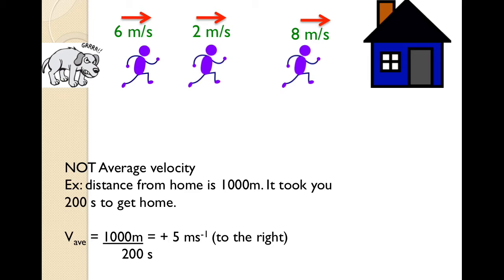So for example, the distance from the house from where the person started is 1,000 meters. It took you 200 seconds to get home, so all you would need to do to find the average velocity would be to divide the total distance traveled by the time that you traveled the entire 1,000 meters, which would then be a positive 5 meters per second to the right.